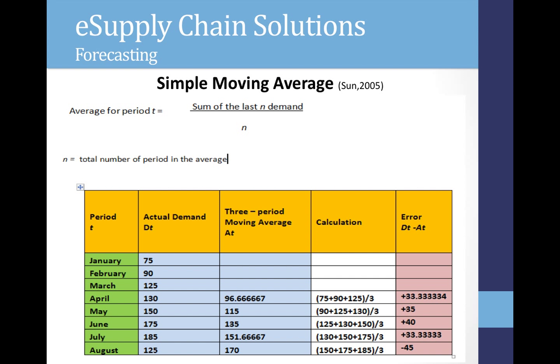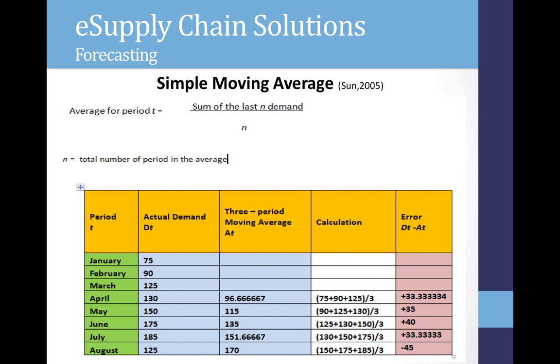In simple moving average, the first thing we should find out is the average period, which in this example I chose as 3 months, and then we have to find the three most recent demands. For example, for the month of August, it is July, June, and May. To calculate the future demand, we have to add the demand of these 3 months and divide it by the average period, which is 3 months. And the result is going to be 170.